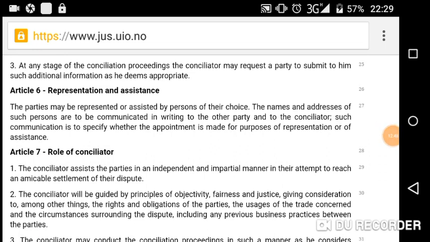The parties may be represented or assisted by persons of their choice. The names and addresses of such persons are to be communicated in writing to the other party and to the conciliator. Such communication is to specify whether the appointment is made for the purpose of representation or of assistance. A party may have representation or assistance of their own choice in the conciliation proceeding. This is Article 6, representation and assistance.